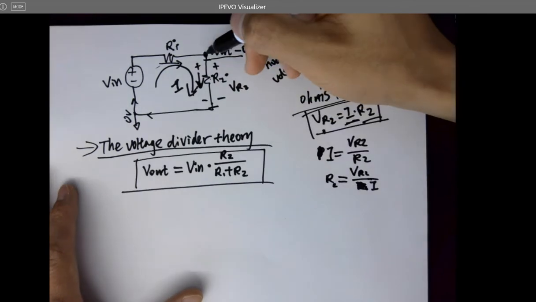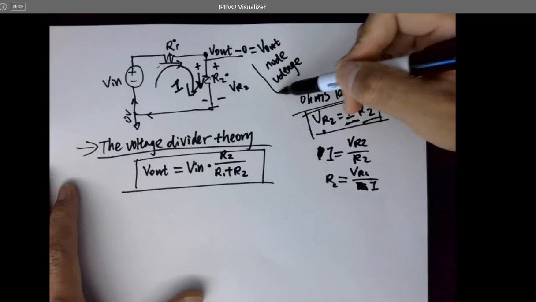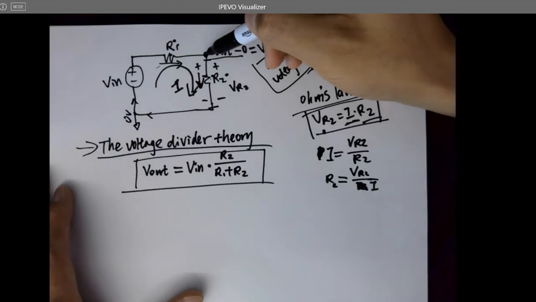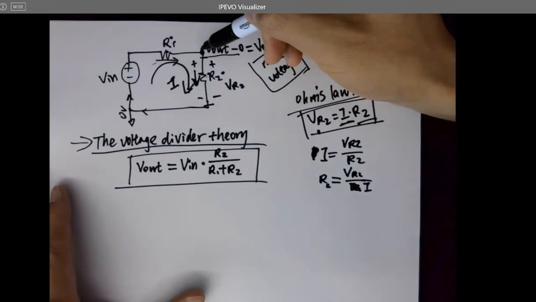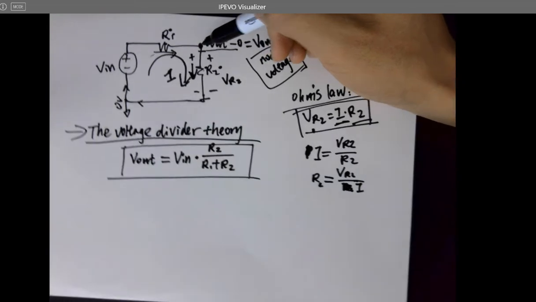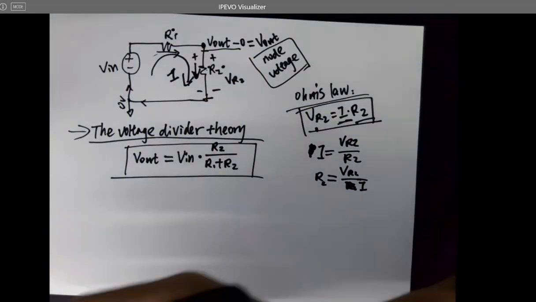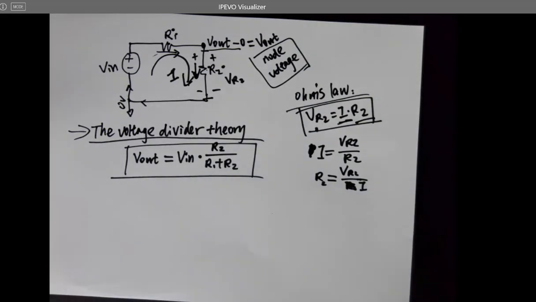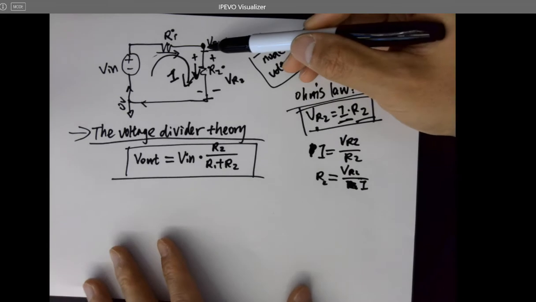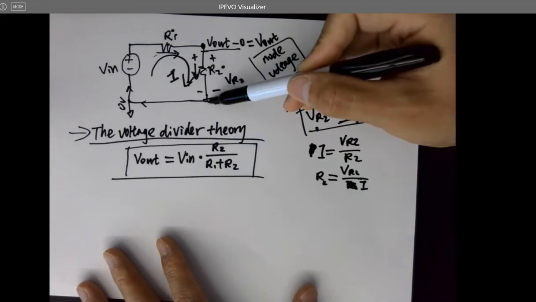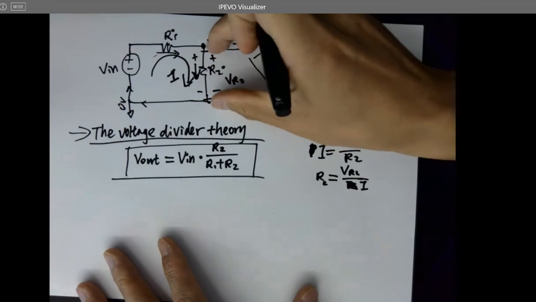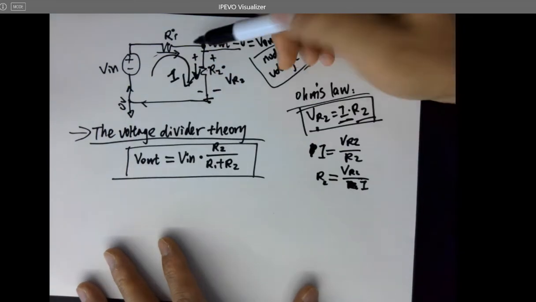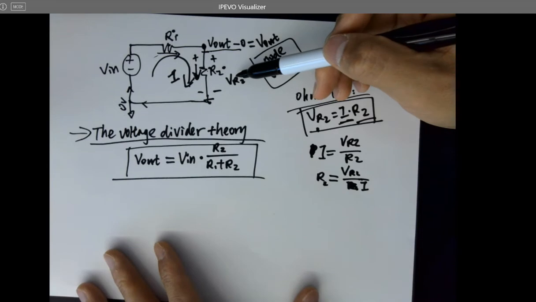We defined V out as a node voltage, the voltage at this point. But remember, all voltages are actually relative. You cannot just say here is 5 volts, here is 6 volts. It's just for convenience that we say that. Literally it should be this point compared to ground, it is 5 volts, but nobody wants to say that, it's too long. This point is V out. Actually, it's the voltage from here to here, and it's also the voltage across R2. So V out equals VR2, right?